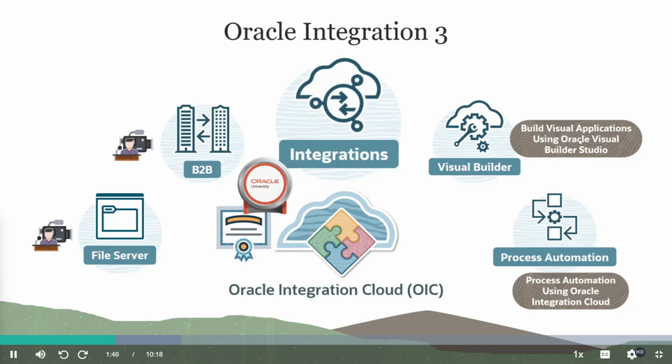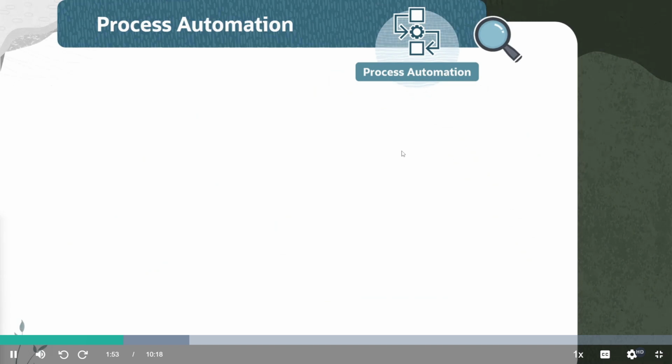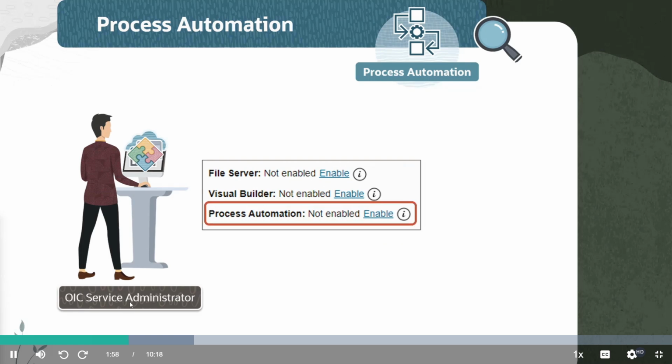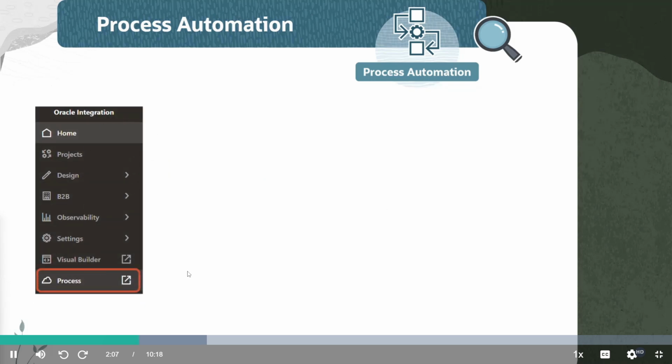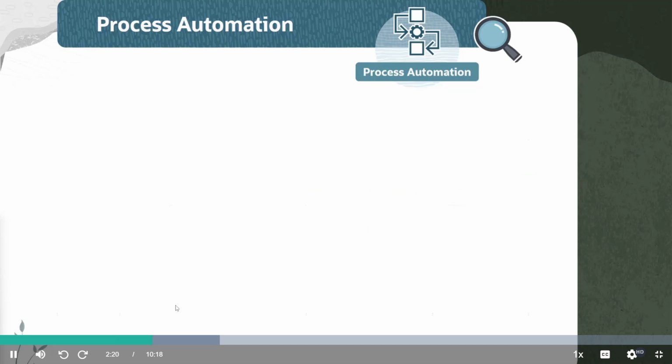However, since this is an overview lesson for all of OIC, we'll briefly talk about each of these, starting with process automation. Now, to use this feature, it must first be enabled after the OIC instance has been provisioned, because as you can see, it is not enabled by default. Now, once enabled, it appears in the OIC Service Console menu as process, and when a developer clicks the link, it will take them to this new web page where they can now get started on their first process application.